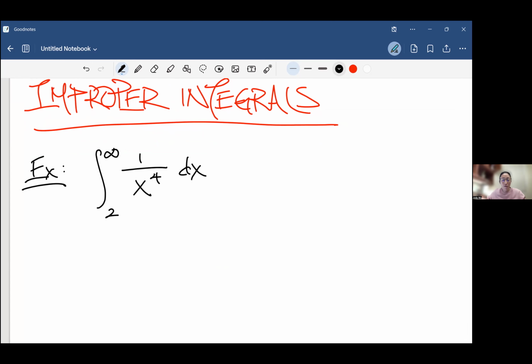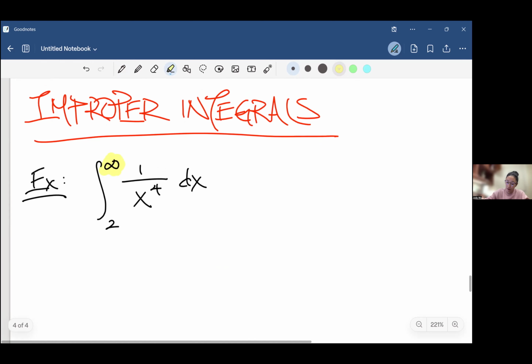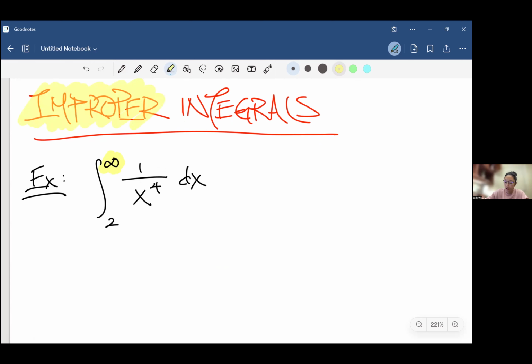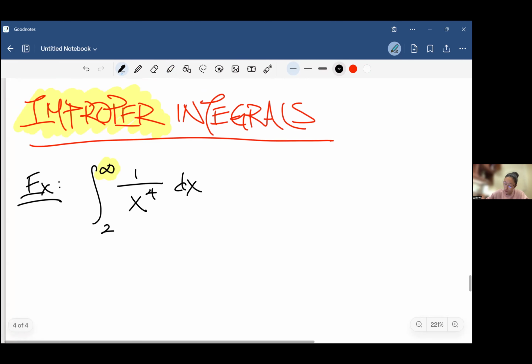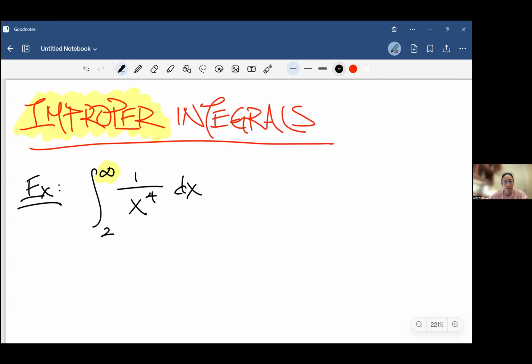Now, I want you to think for a moment, how do you know that this would be an improper integral? And I hope that you're thinking, oh, because I have that infinity. So that is your clue. If I have the infinity, I have to use the process that we learned in 11.1 about improper integrals. All right, so let's figure out whether this integral converges or diverges.